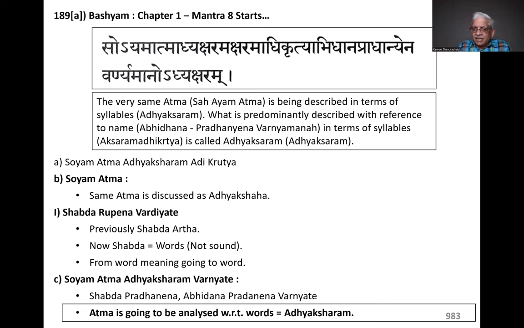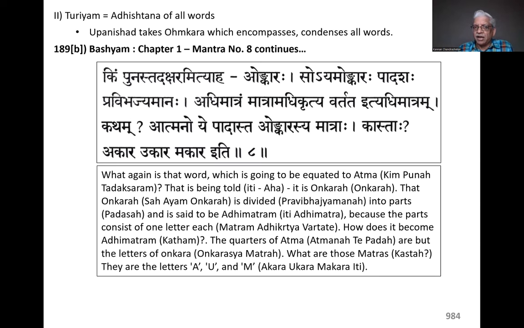Then Shankaracharya says that whatever we have studied as Atma can be known by the syllables, which are called Adhyaksharam. Atma is discussed before. Now, previously we have discussed Shabda Rupena Vartiyate. That means we have discussed the word meaning before. Soyam Atma Adhyaksharam Varniyate. Atma is going to be analyzed with the help of the words of Omkara.